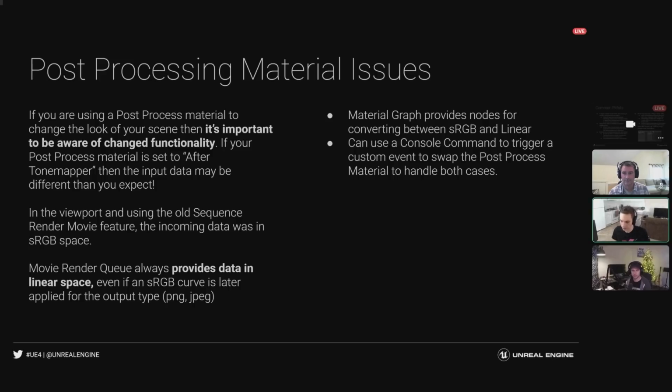So what this means in practice is that when you see it in the viewport, it's in sRGB space. When you do it in movie render queue, it comes into the post-processing material in linear space. As a workaround, the material graph provides nodes for converting between sRGB and linear, and vice versa. And then you can easily use a console command to trigger a custom event to swap the post-processing material, and that way you can automatically handle both cases.